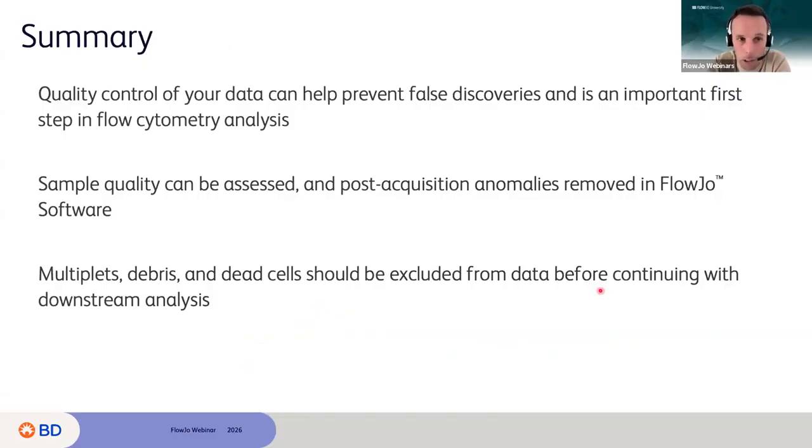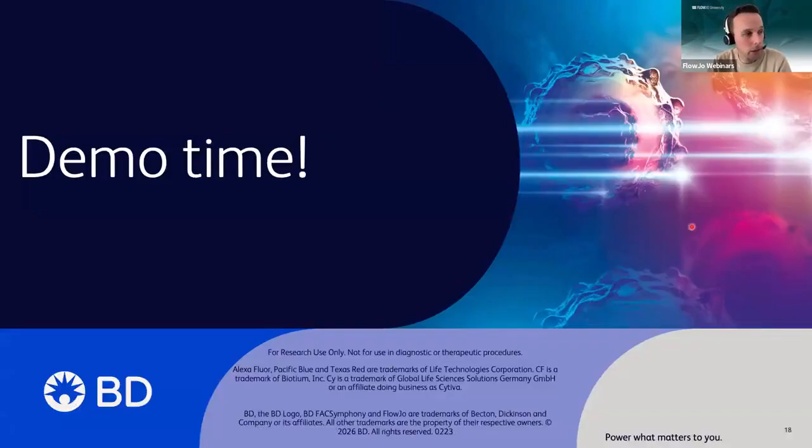So to summarize, the quality control of your data can help prevent false discovery and is an important first step in any flow cytometry experiment and analysis. Sample quality can be assessed and post-acquisition anomalies removed in the FlowJo software. Multiple debris and dead cells should be excluded from your data before continuing with your downstream analysis. All right, so now let's jump on the software and do this live demo.